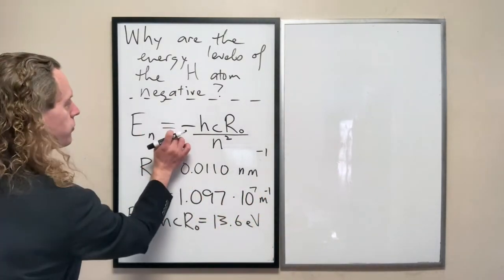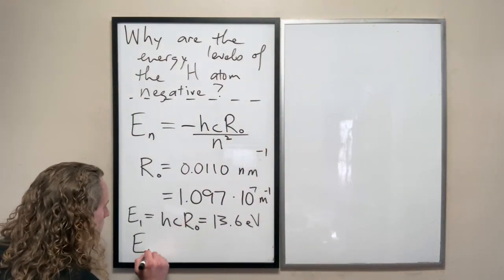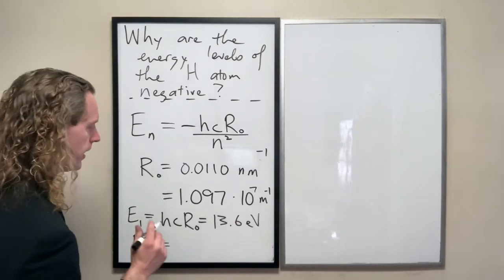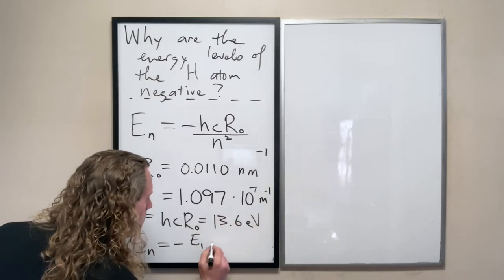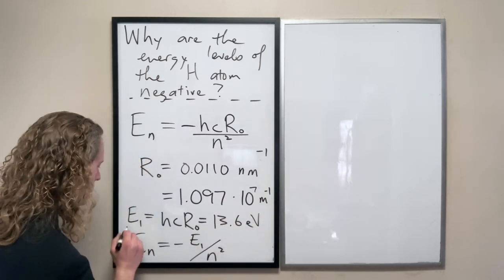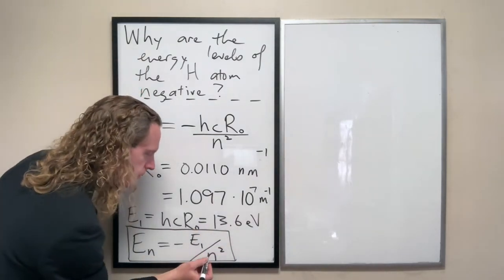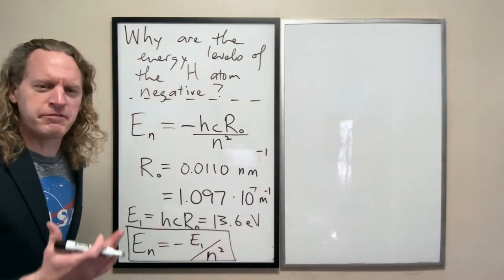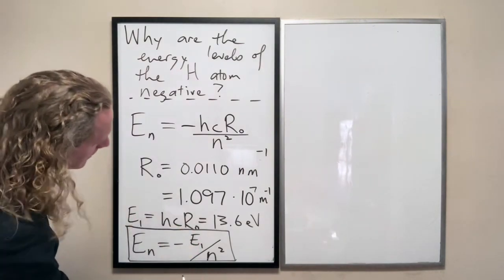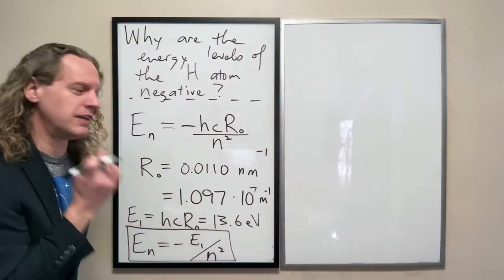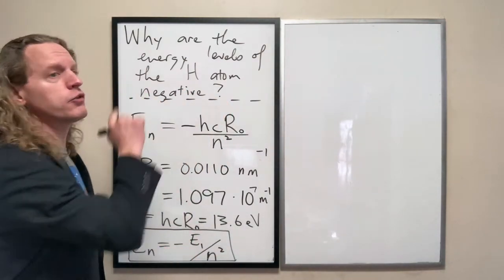So given that, we can rewrite this as, and I'll put it down here, E sub n, we can now write much more compactly as minus E1, which is that value there, divided by n squared. So not only does this simplify it, but it makes it right, which is the more important thing here. And I think sometimes you might see E0. Either way, it's just the energy of the ground state of hydrogen. And so here's where the negative comes from.